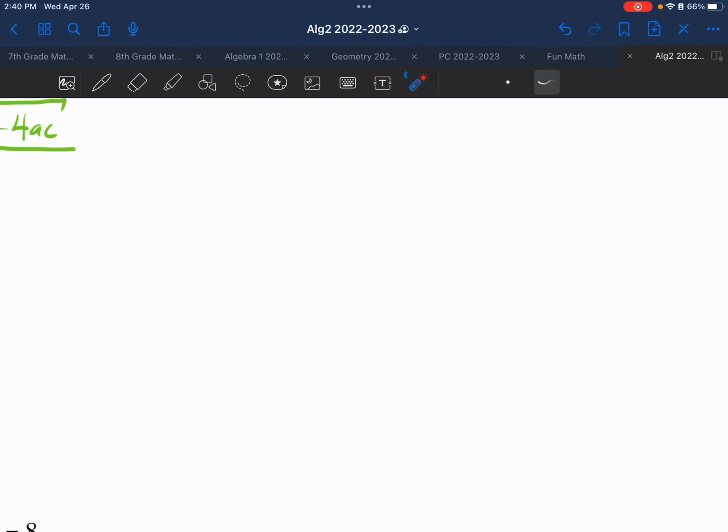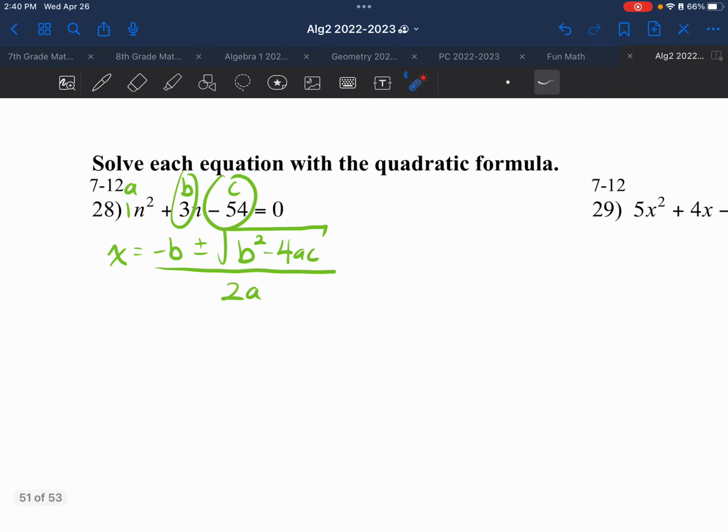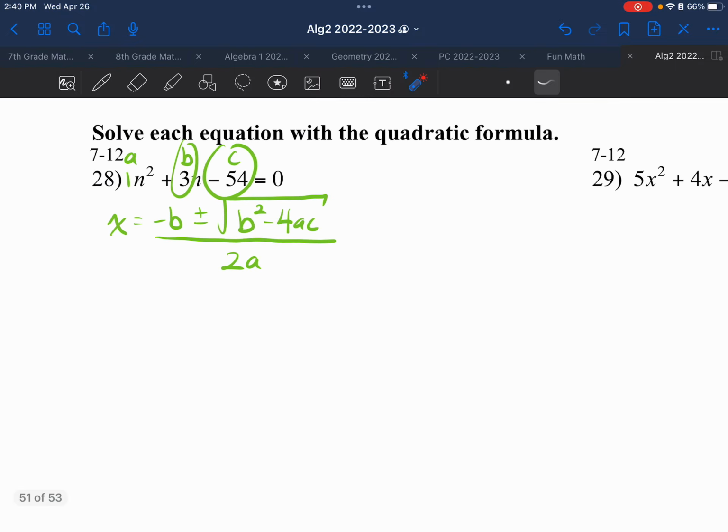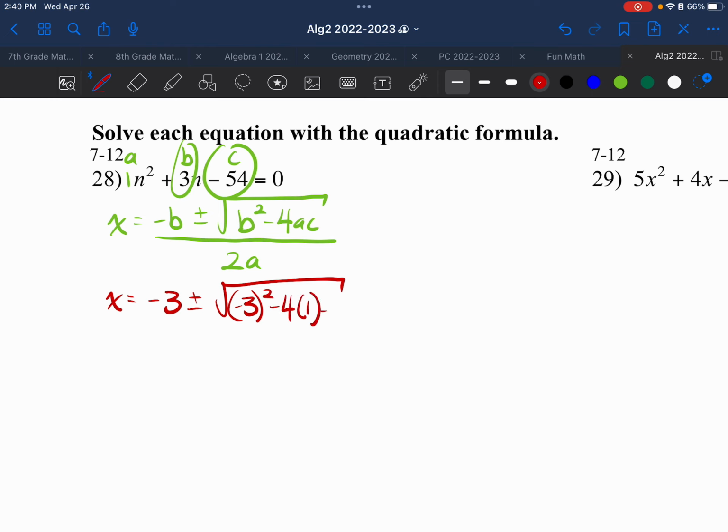This only works when we have a 0 on the side. And notice in number 30, we have to first get a 0 in order to set up our quadratic formula. So just plugging in our a, b, and c, I'm going to get x is equal to negative 3 plus or minus the square root of negative 3 squared minus 4, 1, negative 54, all over 2 times 1.